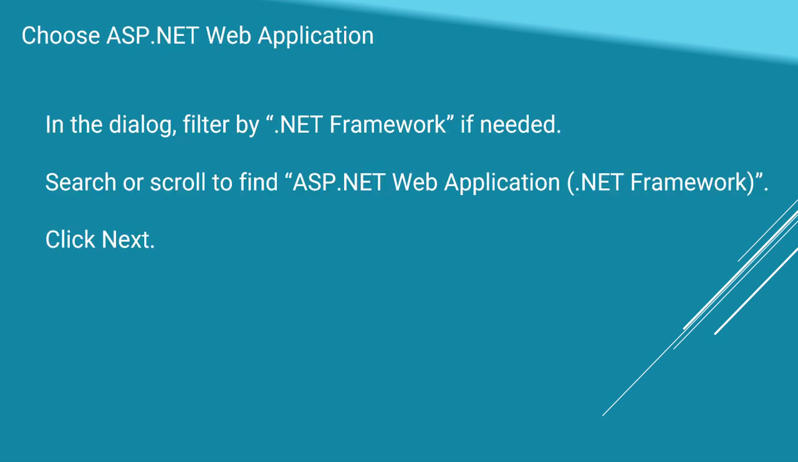In the Create a New Project dialog, you might see multiple frameworks listed. Filter by .NET Framework on the left panel if needed, then scroll through or search for ASP.NET Web Application .NET Framework. This is the template specifically designed for building classic web forms, MVC, or Web API apps. Click Next to continue.